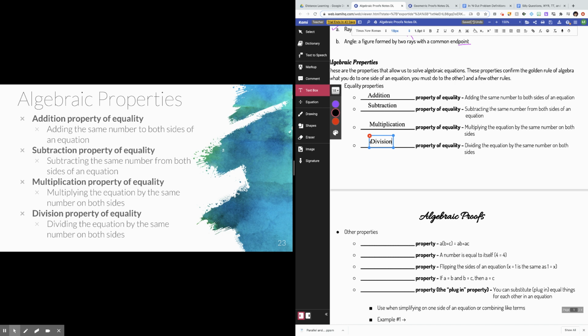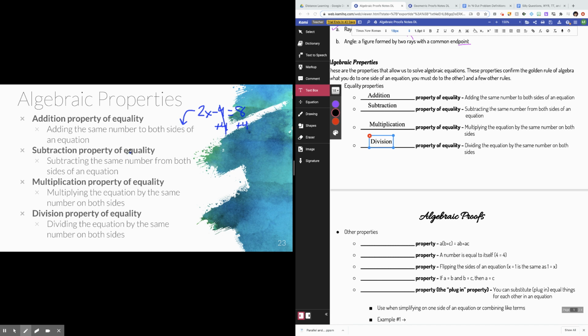So the addition property of equality happens when you add the same number or term to both sides of an equation. So for example, if I had something like this, 2x minus 4 equals 8, if I add 4 to both sides of my equation, then that is the addition property of equality.